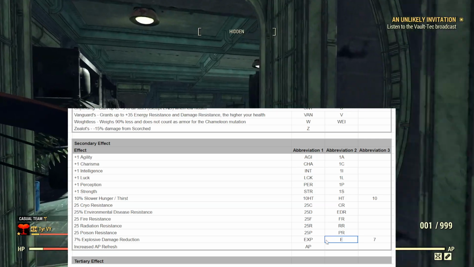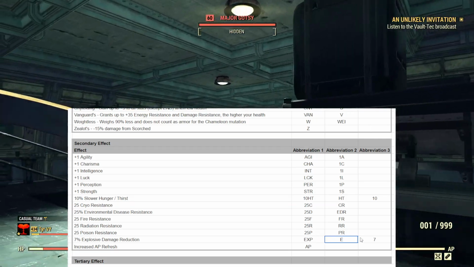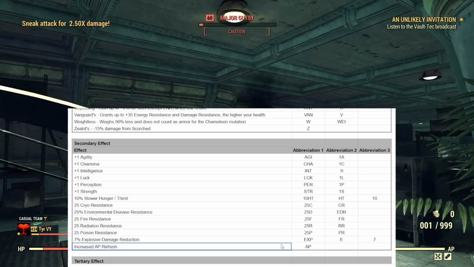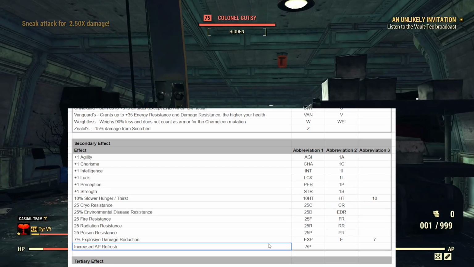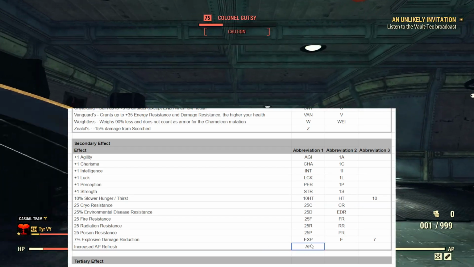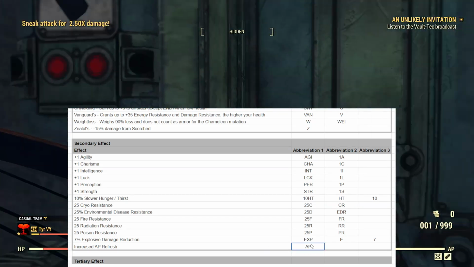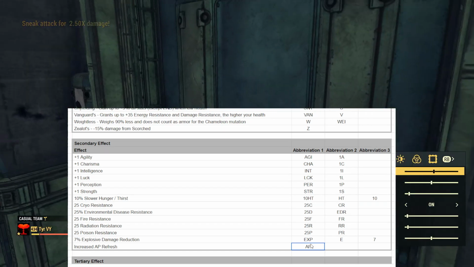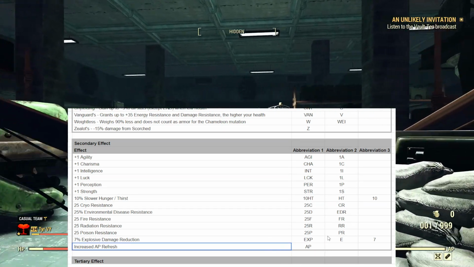Any of those variations will work just fine. People should know what you're talking about. Then finally for the second star, we have increased AP refresh. This is always just written as AP, that's just what everyone does, so there shouldn't be any variations there. AP means increased AP refresh.